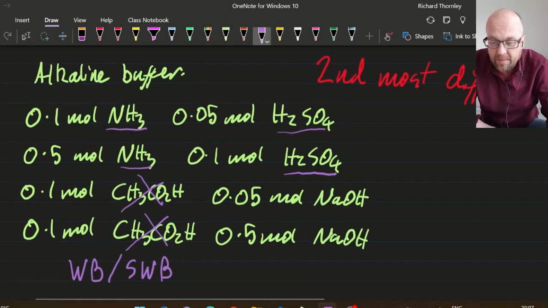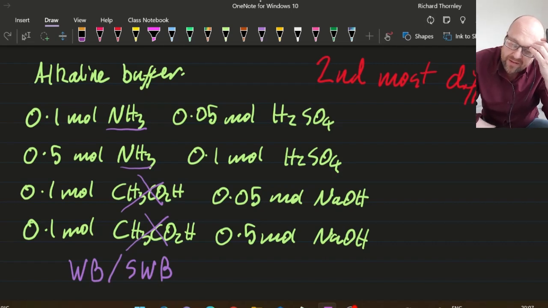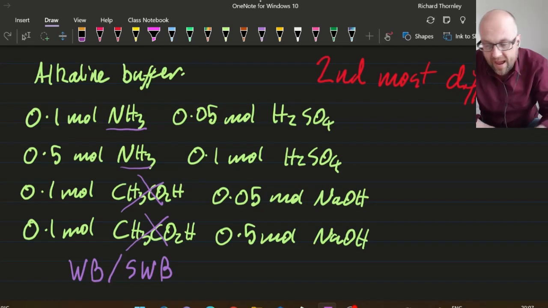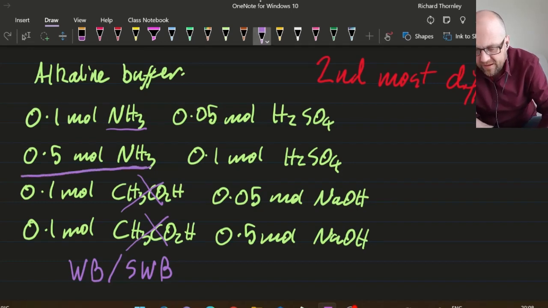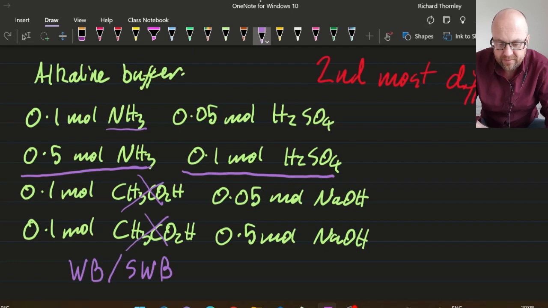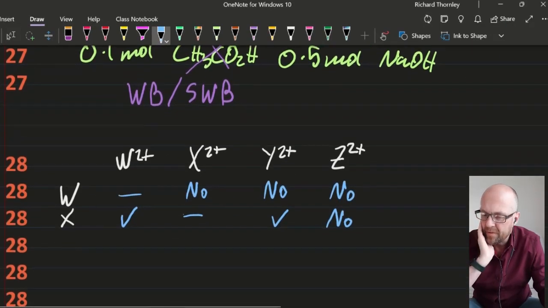Because, of course, these chemicals react to form a salt of a weak base. So the trick is you need to have excess weak base. When I react this with that, it will make the salt of a weak base, which is ammonium sulfate, and I'll have extra ammonia left over. That's my weak base. So the answer is going to be B for that one. 27B.